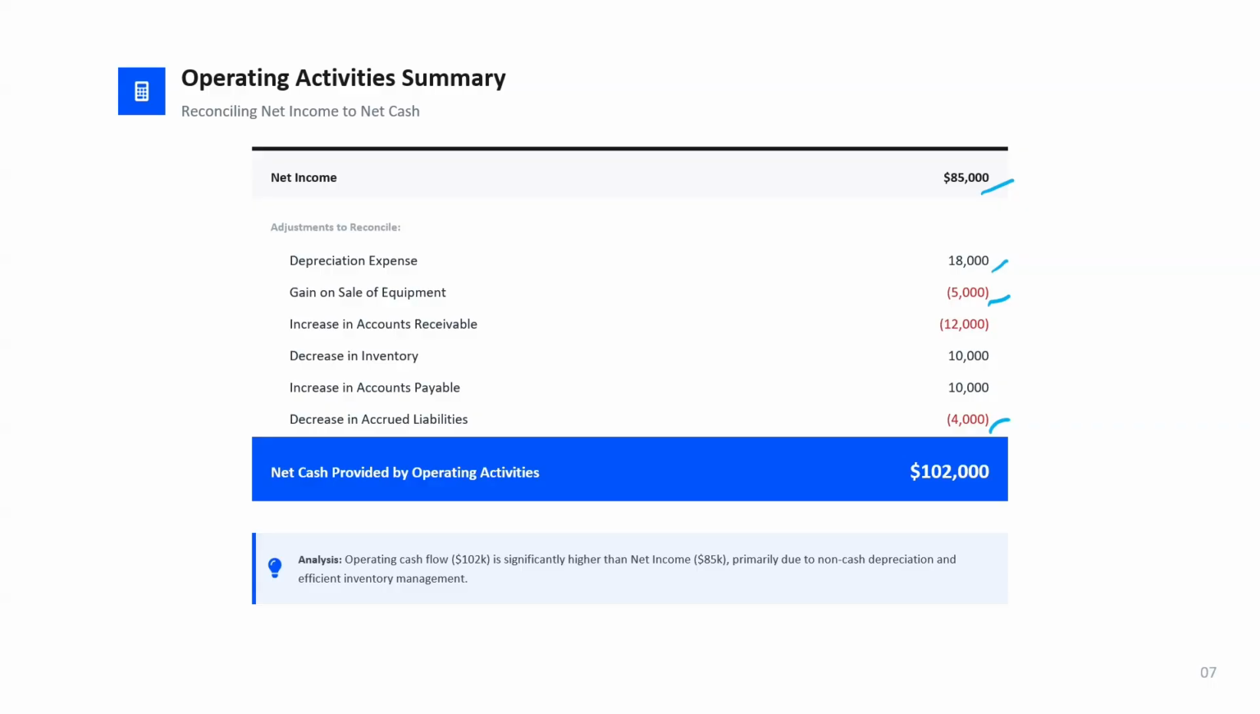So this $102,000 figure is significantly higher than net income, which is a strong indicator of high quality earnings. It means the company is generating real cash from core operations. Now that we've completed the most complex section, let's move on to investing activities.